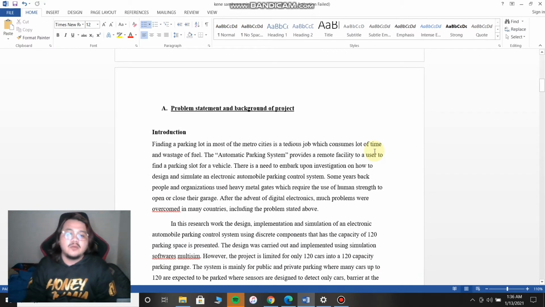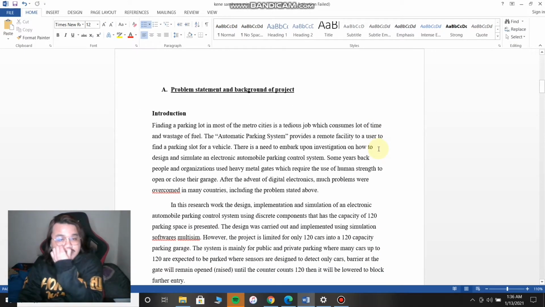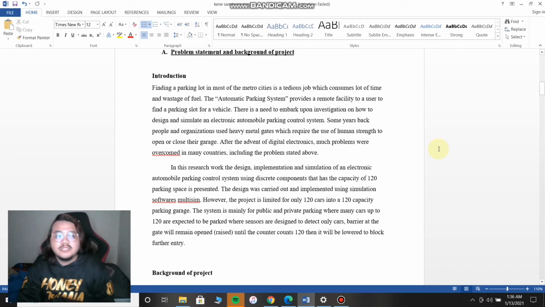So for now, I would like to present the problem statement and background of this project. The introduction: finding a parking lot in most metro cities is a tedious job which consumes a lot of time and wastes fuel. The automatic parking system provides a remote facility for a user to find a parking slot for a vehicle.